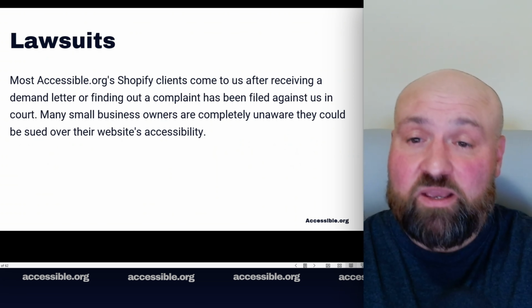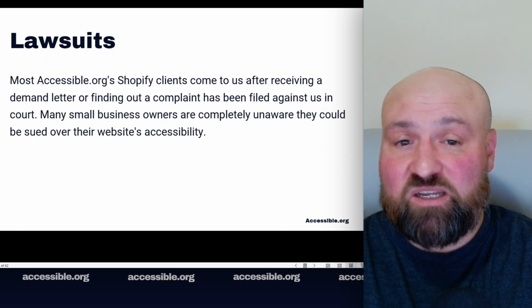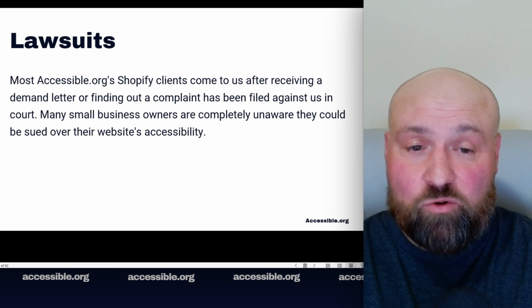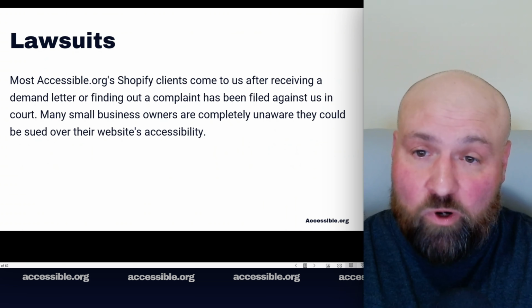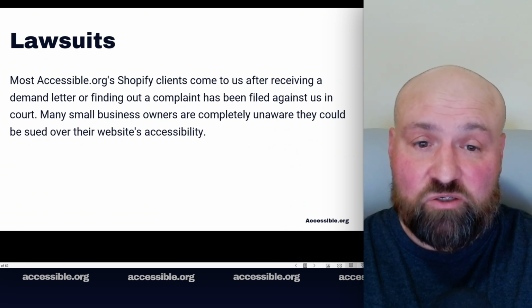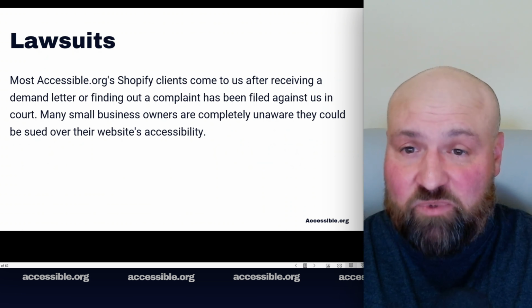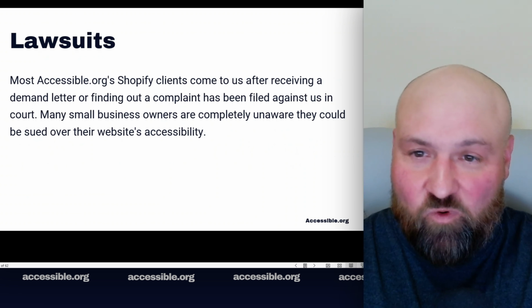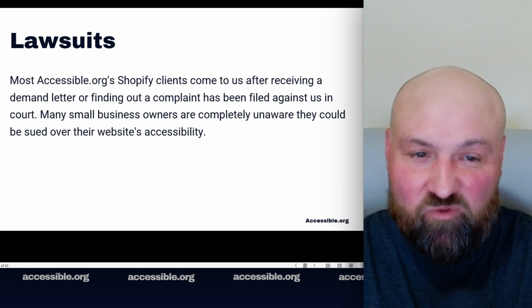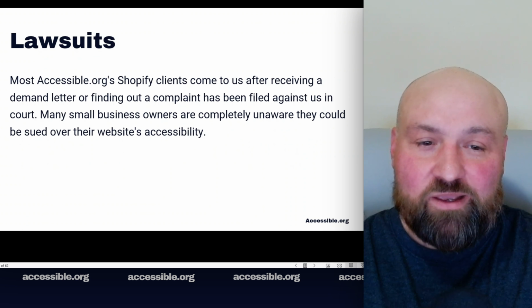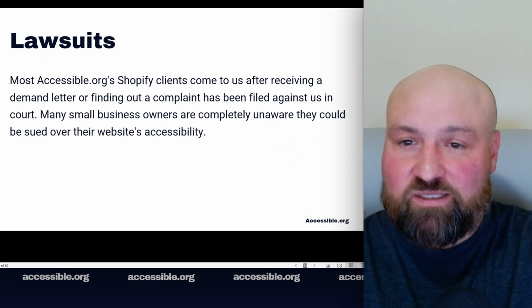But once you are aware of it, then you need to take action, and you need to be very proactive and very aggressive to ensure that you lower your risk and then go ahead and work until you've basically eliminated your risk of being sued. But ideally, optimally, you will come to accessible.org before you've received a demand letter or before a complaint has been filed against you in court, and that way you don't have to pay that unnecessary cost.